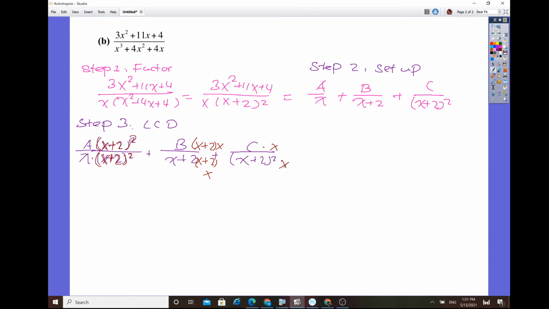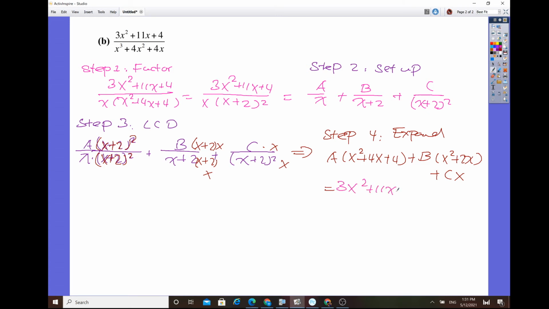So again, it's all about the comparison of the sum of all the numerators with the original numerator. So this one expanded out. So what we got here, step 4, expand. So here's what we got: a times x squared plus 4x plus 4. And then the other one is just b times x squared plus 2x. And then this one's plus cx. So we want to compare this with the original numerator, which is 3x squared plus 11x plus 4.